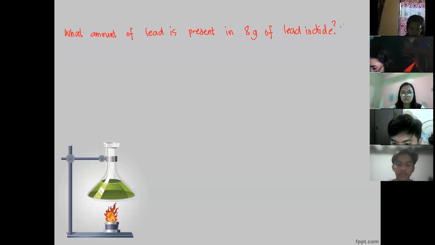Okay. So again, this is just a one-liner question, but the solving part is a bit long. What amount of lead, I am talking here about in grams, ha? Grams ang hinahanap ko dito. What amount of lead in grams is present in 8 grams of lead iodide?